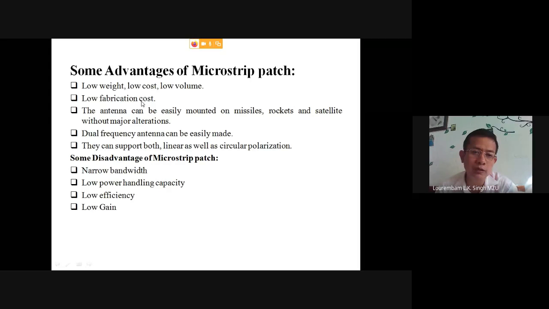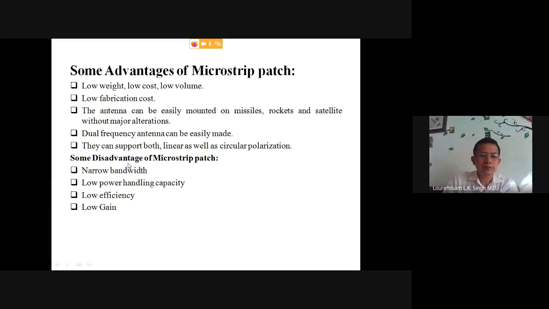It can go for large production, with low cost, low volume, and low fabrication cost. The antenna can be easily mounted on missiles, rockets, or satellites without any major alterations. It is not going to hamper. It can be wrapped around the body itself of your missiles or rockets, so it is not a big issue. This is what is meant by without any major alteration.